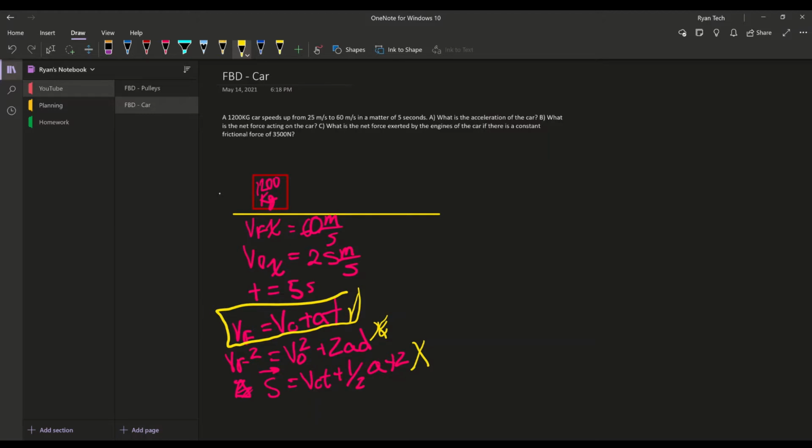So V final, 60. Let's plug in the numbers. So 60 is equal to 25 plus the acceleration in the x direction, which we don't know, times 5. Now, if we move this to the other side, and the units are meters per second, it's going to be 35 meters per second is equal to the acceleration in the horizontal direction times 5 seconds.